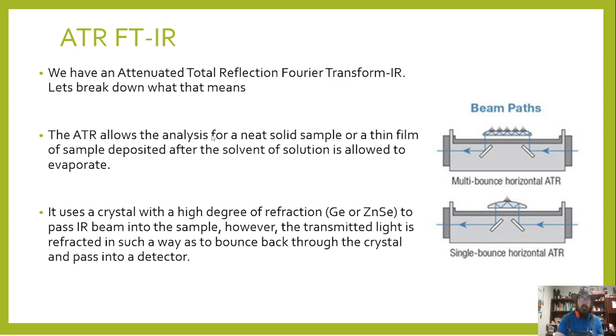So ATR allows the analysis of a neat solid, or a thin film that we deposit after the solvent is allowed to evaporate. We use a crystal with a high refractive index, either a germanium crystal or a zinc selenide crystal, and we deposit the sample onto the crystal. We pass the IR beam through the sample, and it bounces back and forth, absorbing each time as it goes through, and then bounces back into the detector.